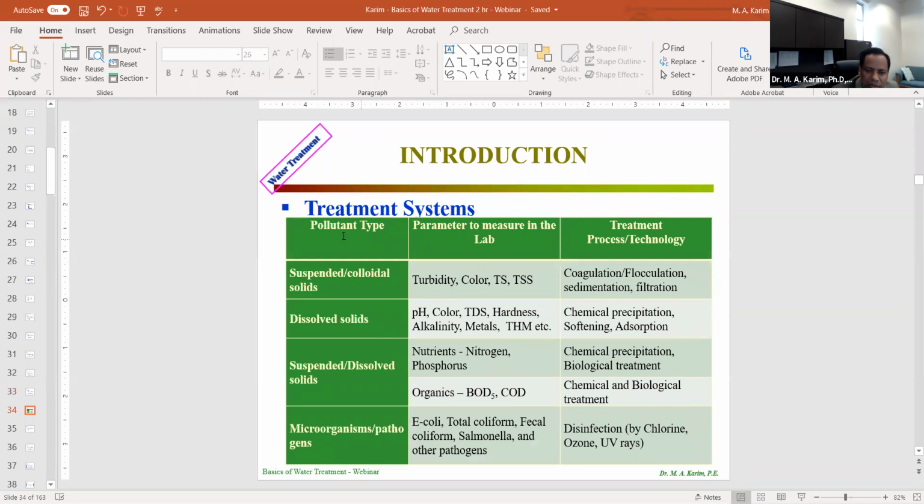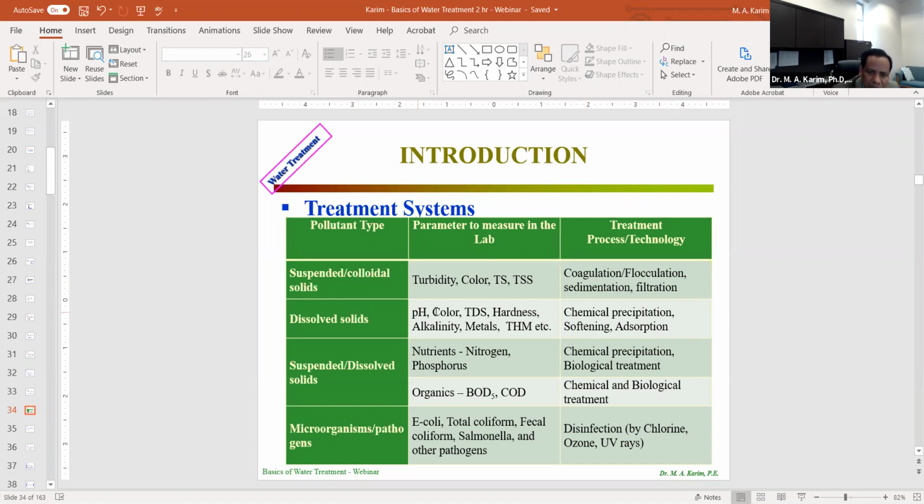So here are the treatment processes that I have in a tabular form, which would be very good to take a look at. I divided it by pollutant type, then the parameter to measure in the lab, then the treatment process or technology, what kind of treatment process we can use to remove those. Suspended or colloidal materials give us turbidity, color, total solids, and total suspended solids. We can do coagulation, flocculation, sedimentation, and filtration to remove those. Then I'm going to explain what coagulation, flocculation, sedimentation, and filtration are.